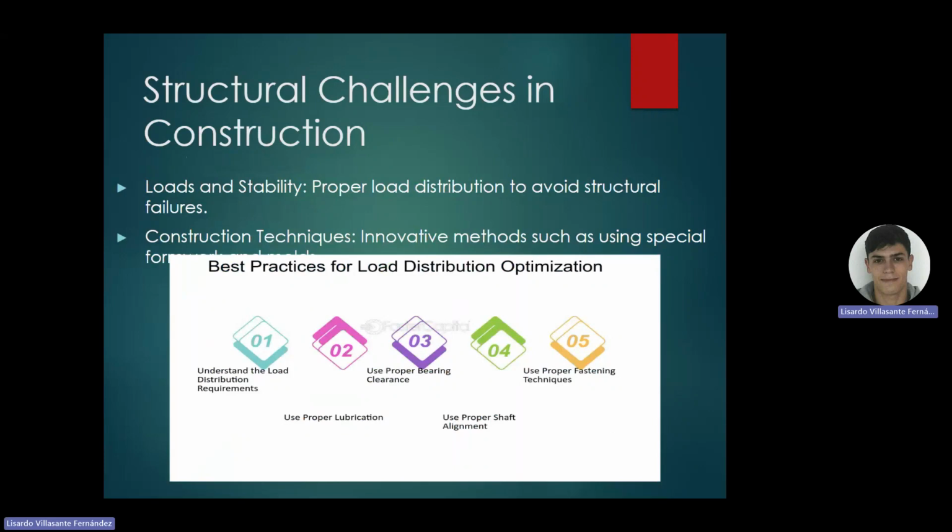Innovative construction techniques are often employed to address these challenges. For example, special formwork and molds are used to create the complex shapes required for shell structures. These techniques require a high level of skill and precision to execute properly. Additionally, advances in material science and construction technology have made it possible to create more complex and efficient shell structures. But this innovation also comes with its own set of challenges and costs.